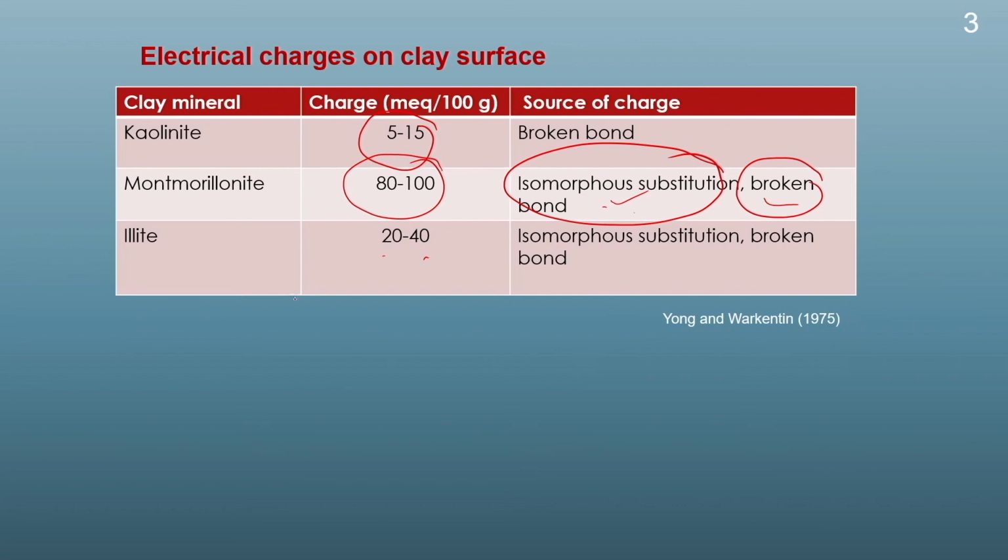So, if we compare all these three, montmorillonite generally possesses a large amount of negative charge. Therefore, it attracts a large amount of water molecules in comparison to kaolinite and illite. Illite follows montmorillonite, and kaolinite, having the least amount of charge, will attract the least amount of water molecules towards it. And generally this isomorphous substitution takes place during the formation of the minerals.